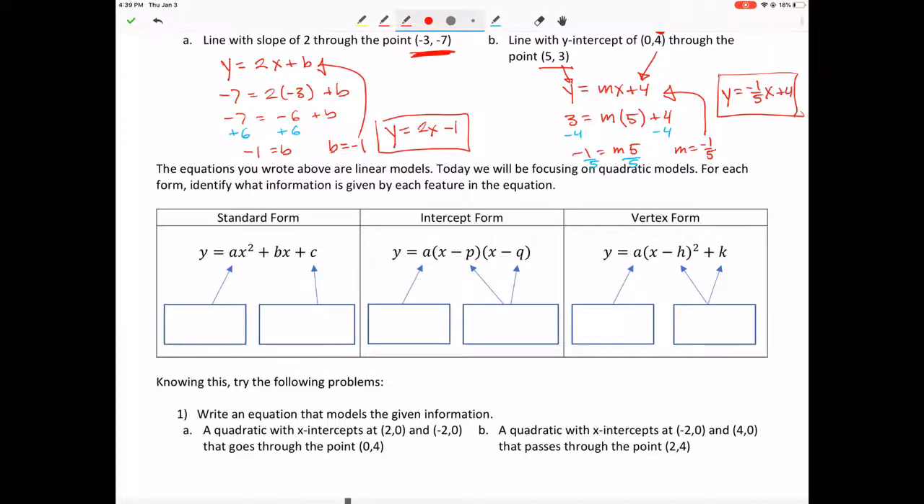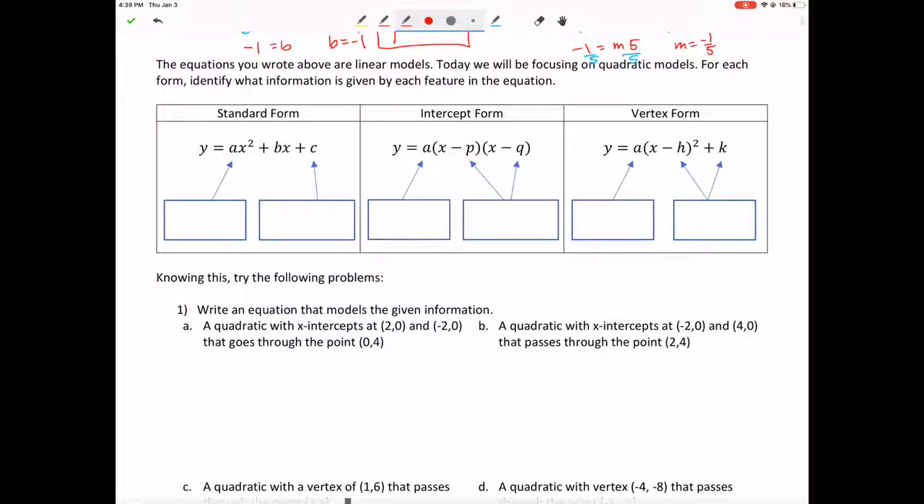For each form, identify what information is given by each feature in the equation. If we have it in standard form, what do A and C tell us about our equation? Well, A always tells us the growth pattern, and the growth pattern is in every form. And then C, if you recall, helps us with our y-intercept. Specifically, (0, C) is our y-intercept.